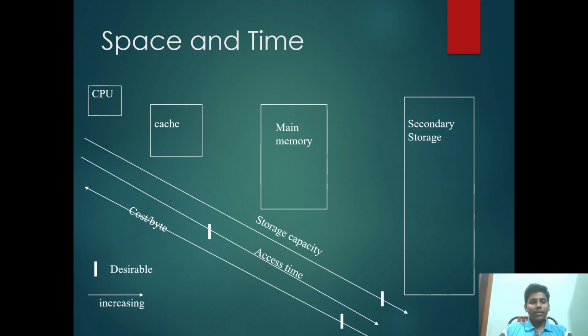You can see the CPU has more computational power. Next one is cache. The cache takes the data from the CPU and sends it to the user very fast. Main memory is a little bit slower than cache, and secondary storage is slower than main memory. The first line is storage capacity. You can see the second one as access time, third one as cost per byte.